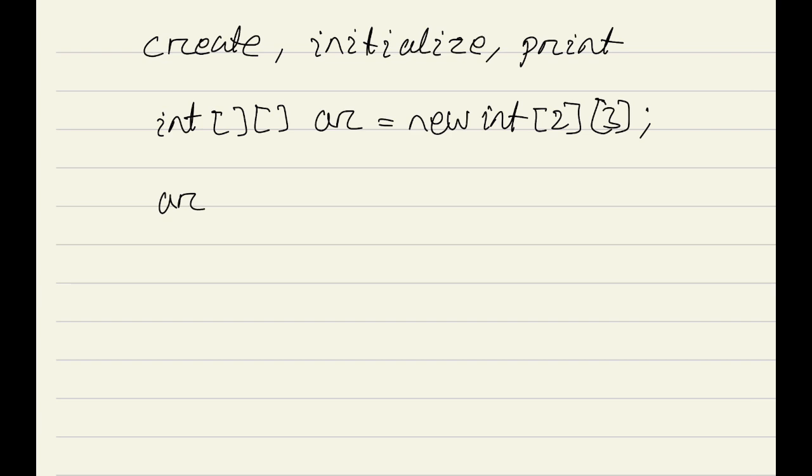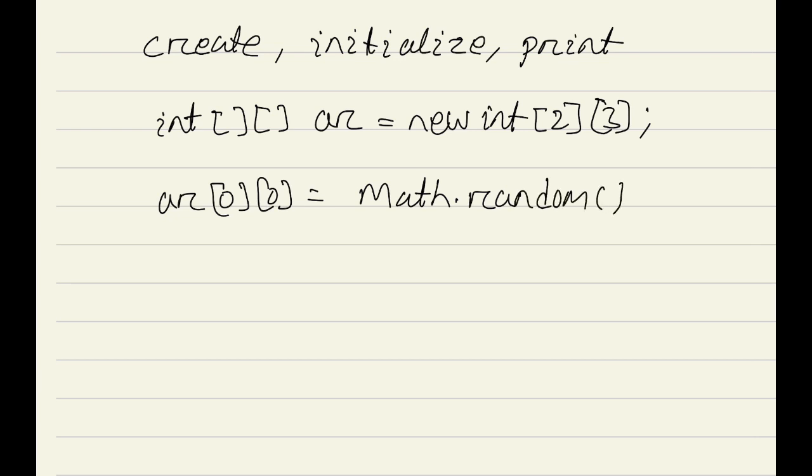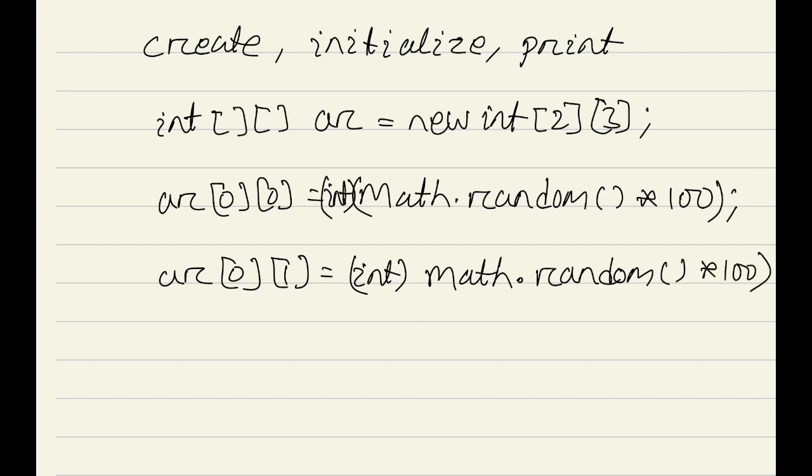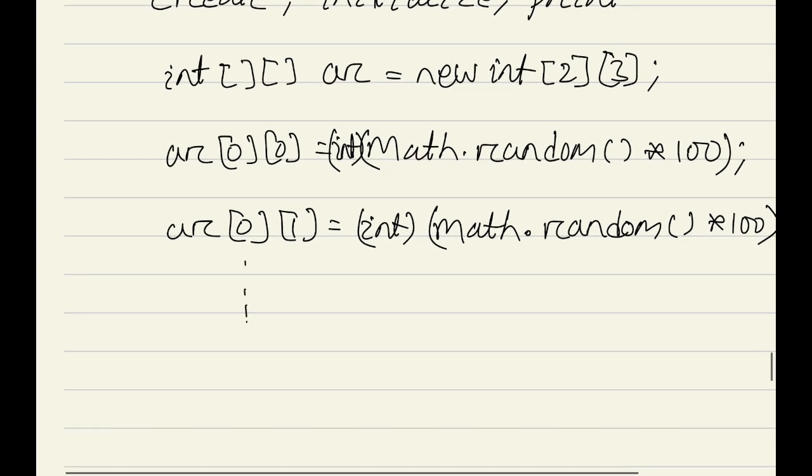So for this we can write ar of 0, 0 equal to, suppose if we want to randomly initialize we can write like this, math dot random. So this math dot random is going to produce a random double value between 0 to 1. So we can multiply 100 to that value and convert this double into int value. So in this way you can write ar of 0, 0 equal to int math dot random into 100. Similarly, we can write ar of 0 1 is equal to int math dot random into 100. Similarly, we can initialize one by one.